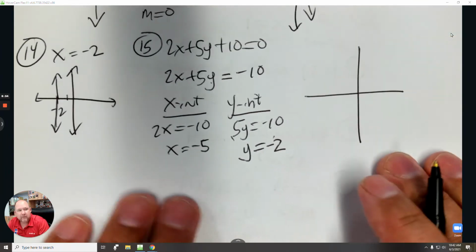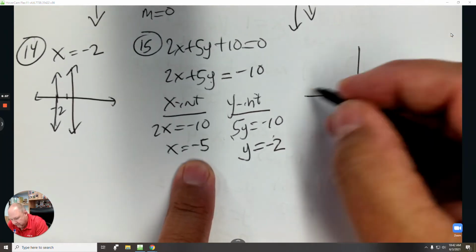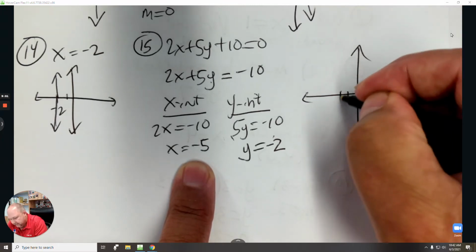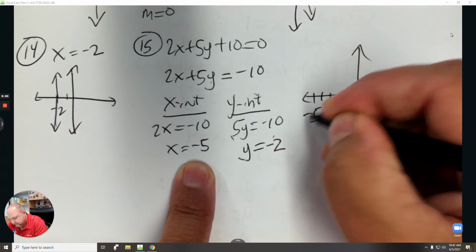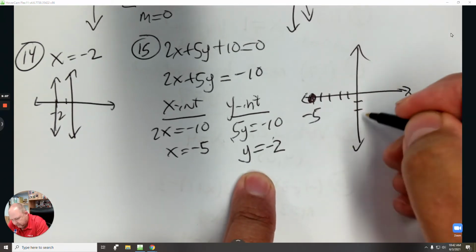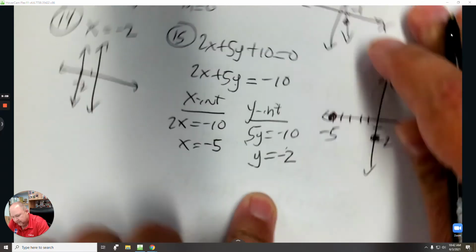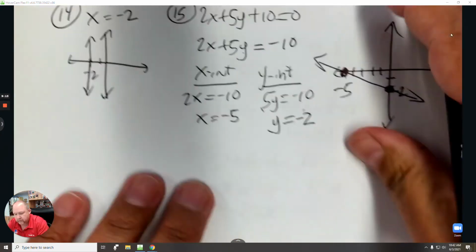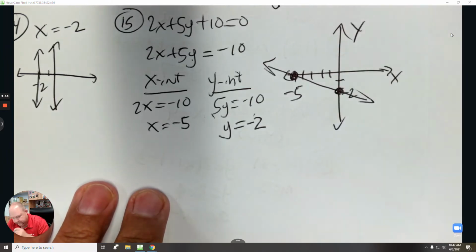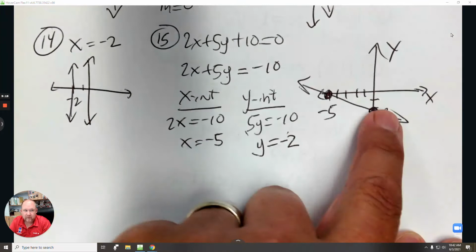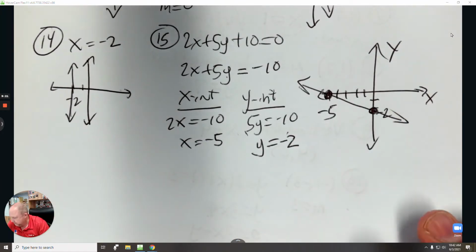So here's just another way to graph a line. So on the x-axis, go to negative 5. On the y-axis, go to negative 2, and then draw your line through those 2 points. So that's using and finding the intercepts to draw a line rather than mx plus b.